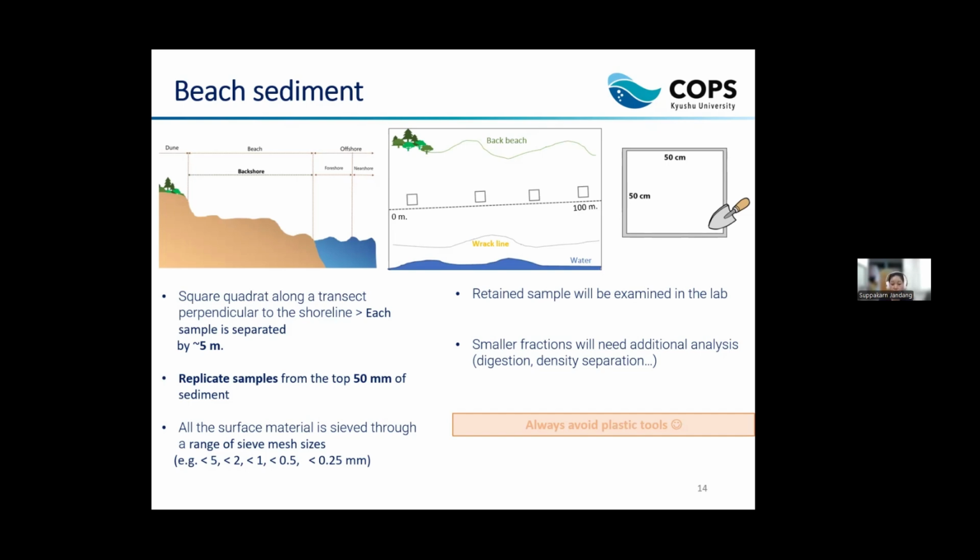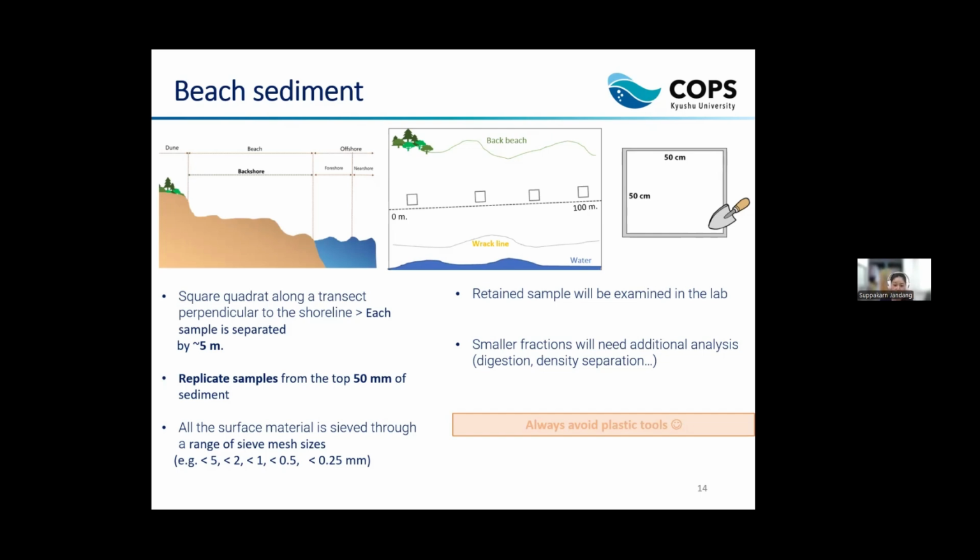And then you use a sieve. The size of the sieve that you use for the beach sediment depends on your purpose. Some people use just 5 millimeters and 1 millimeter, but it depends on your purpose. If you need to look for smaller microplastic, you have to use a smaller size of sieve.